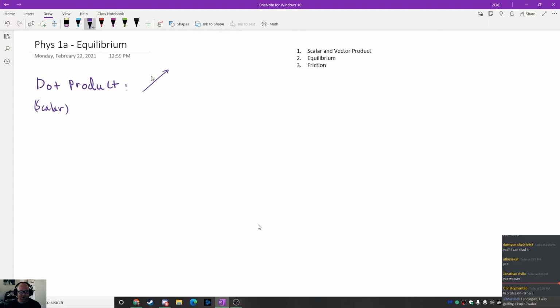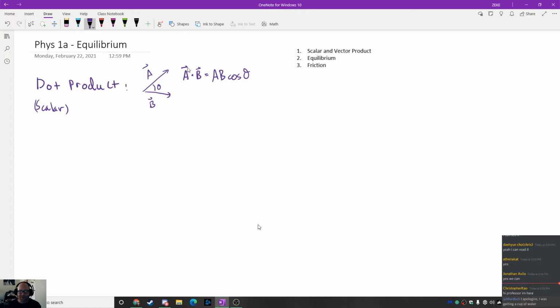And the way that we generally define it is you've got some vector A here, you've got some vector B here, and they're separated by an angle theta. And we define the dot product, A dot B, using a dot, not an asterisk or anything like that, to be equal to the magnitude of A times the magnitude of B times the cosine of the angle between them. That's it.